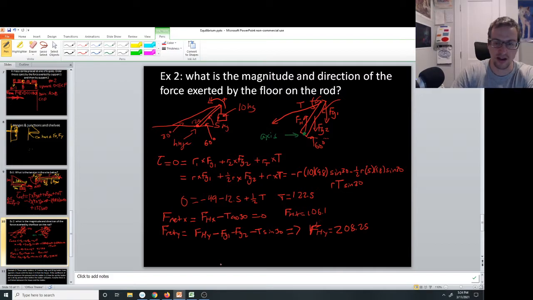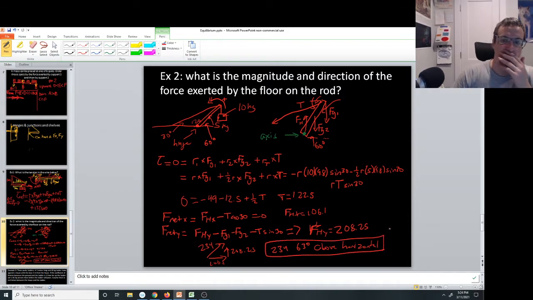If I wanted to find the, right, I can make a triangle. This is 106.1. This is 208.25. If you do the Pythagorean theorem, this is 234. And so it's 234, 63 degrees above horizontal. Okay, and that's my answer. The force, magnitude and direction of the force, is to the floor.